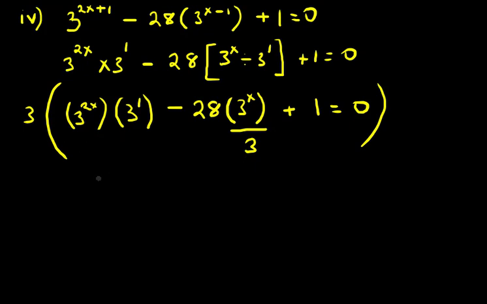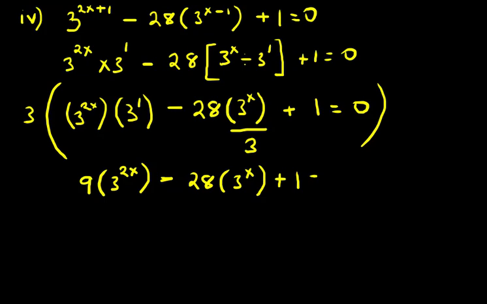So multiplying by 3 throughout, 3 times 3 will give us 9. So that's 9 times 3 power 2x, minus 28 times 3 power x, plus 1 equal to 0. And then we'll notice that 3 power x is common.